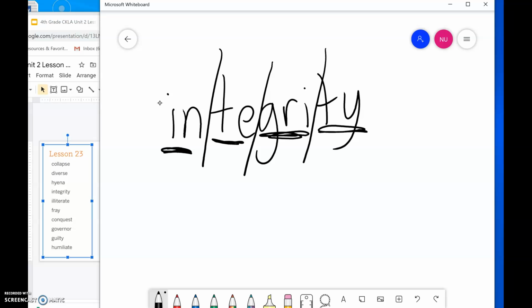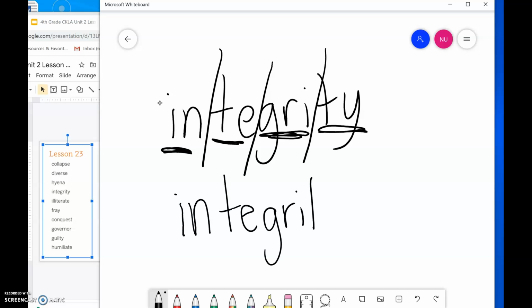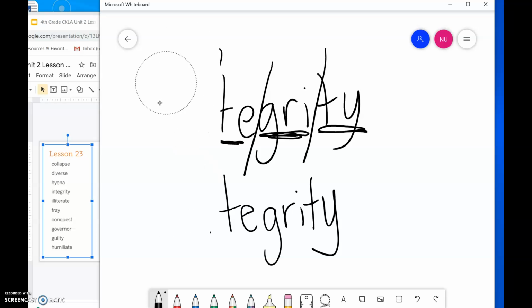So instead of making a long I sound like the Y in hyena makes, in this one it makes a long E, integrity. So when you're thinking of spelling this, you want to remember you do 4 syllables. So in, te, gri, and ty. That's all of the syllables, integrity. Okay, let's look.